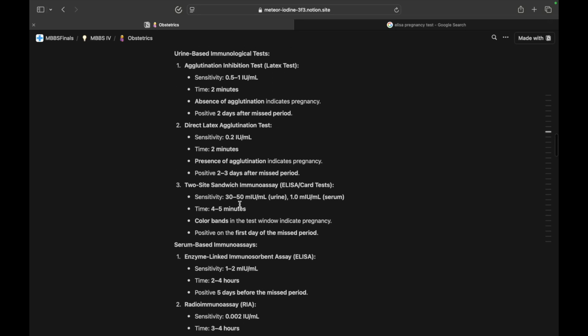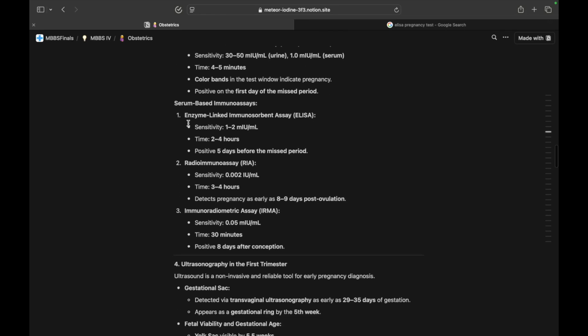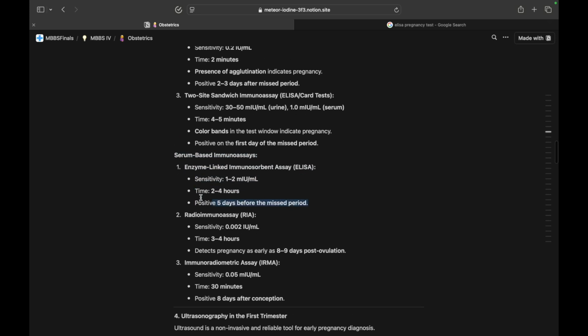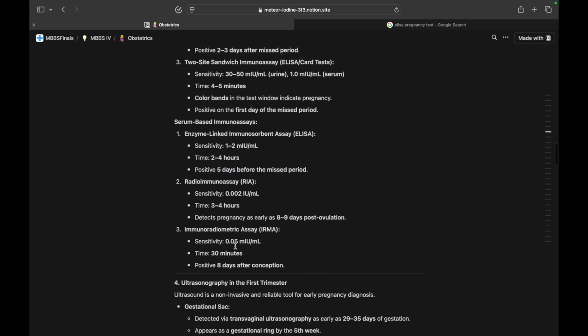Next one is serum based. So the first one is ELISA itself, which was repeated here. Sensitivity is 1 to 2 milli international units. Time is 2 to 4 hours and it is positive 5 days before the missed period. So this is serum based, and it is positive 5 days before the missed period.